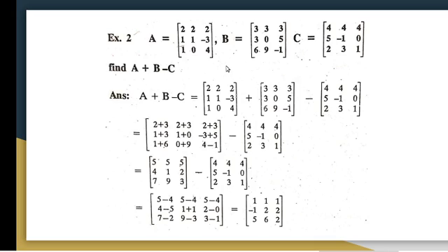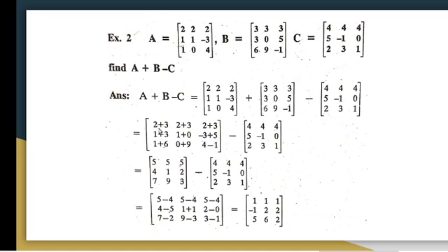Now let us consider another example with two operations. In this example, we have an addition operation and a subtraction operation. We have three matrices A, B and C. You have to find A plus B minus C. So how can you do that? First you have to add A and B matrices. Then you have to subtract C from the addition product.